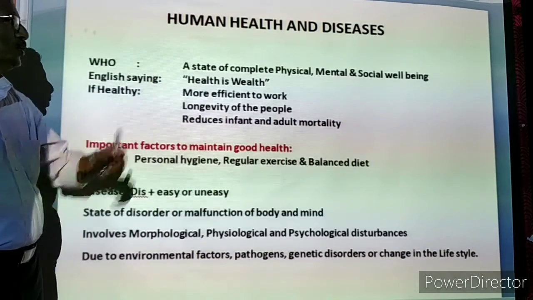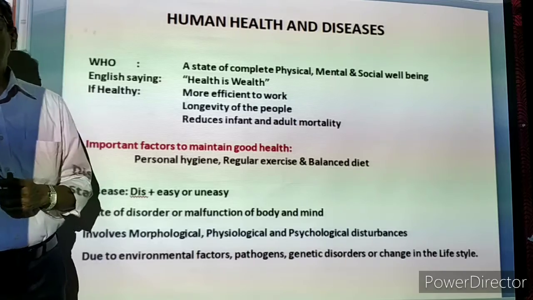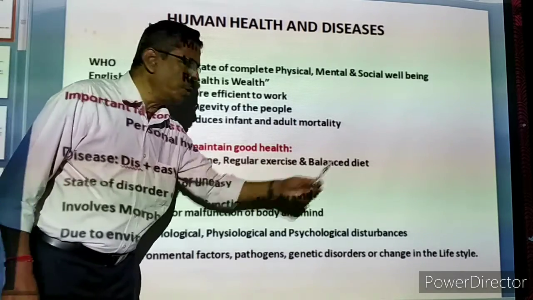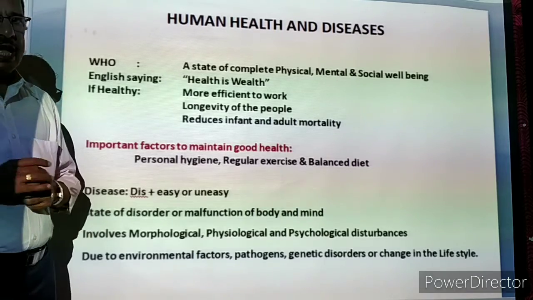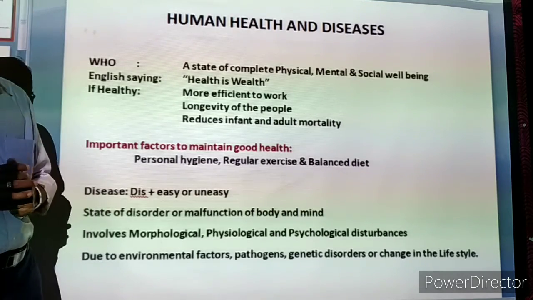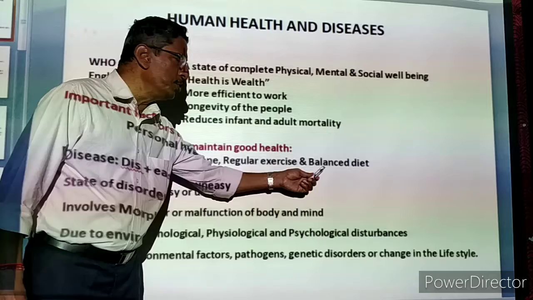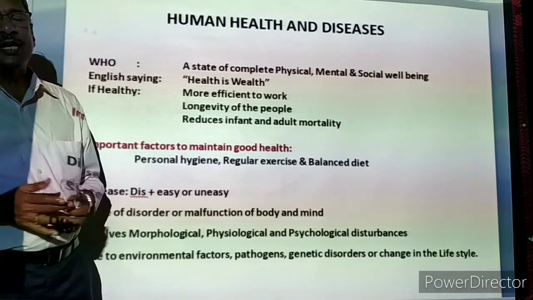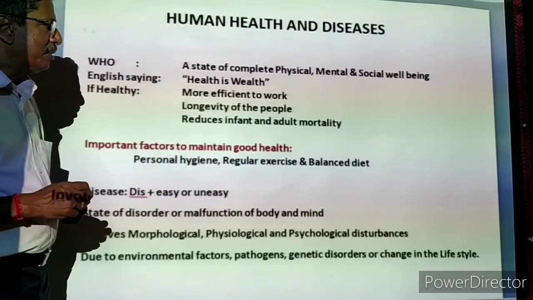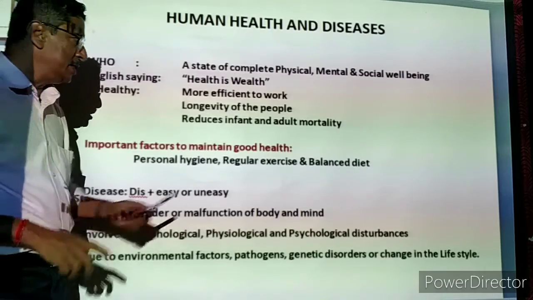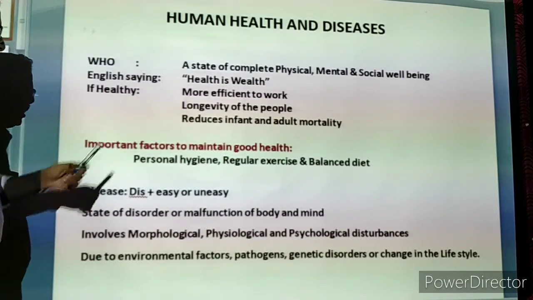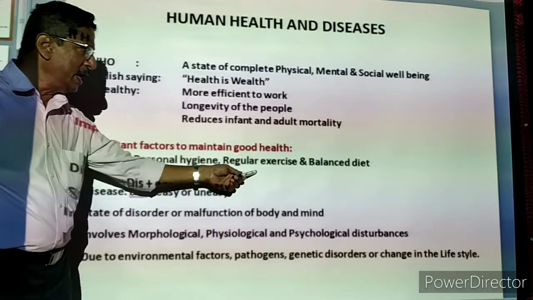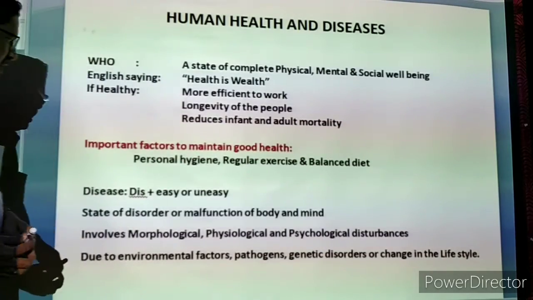Now just before I told, we have to eat a good diet. Now we have to see what is a balanced diet. Diet means food. The food has six important nutrients. All the six important nutrients should be in a balanced condition, so that our body will be kept in good health. That is a balanced diet. These are the three major factors which are very, very important: personal hygiene, regular exercise, and balanced diet.